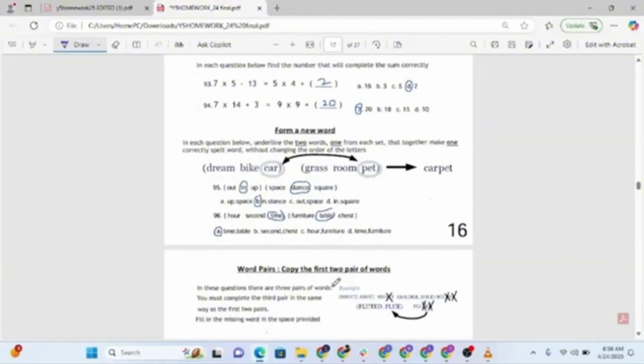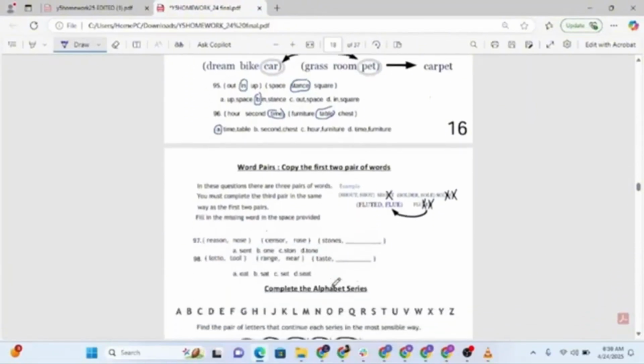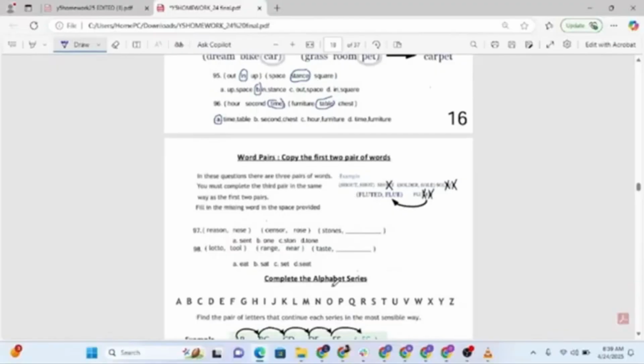Word pairs. Copy the first 2 pairs of words. In these questions, there are 3 pairs of words. You must complete the third pair in the same way as the first 2 pairs. Fill in the missing word in the space provided. Question 97. The first 2 word pairs are reason and nose, sensor and rose. They become stones and blank. The correct answer is option A, scent.